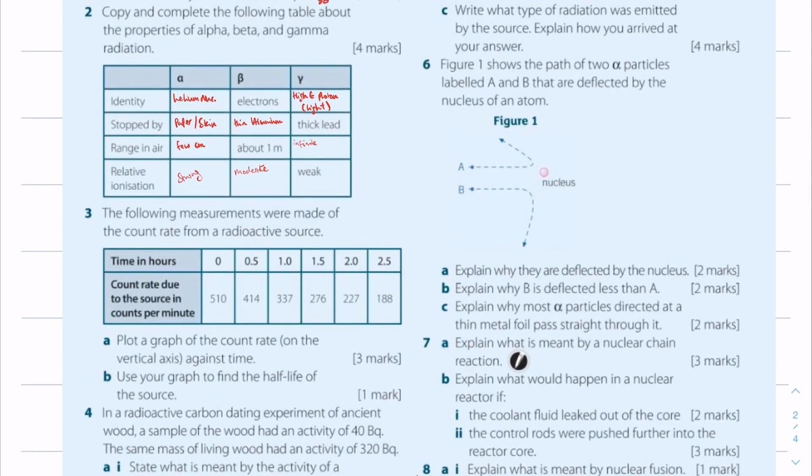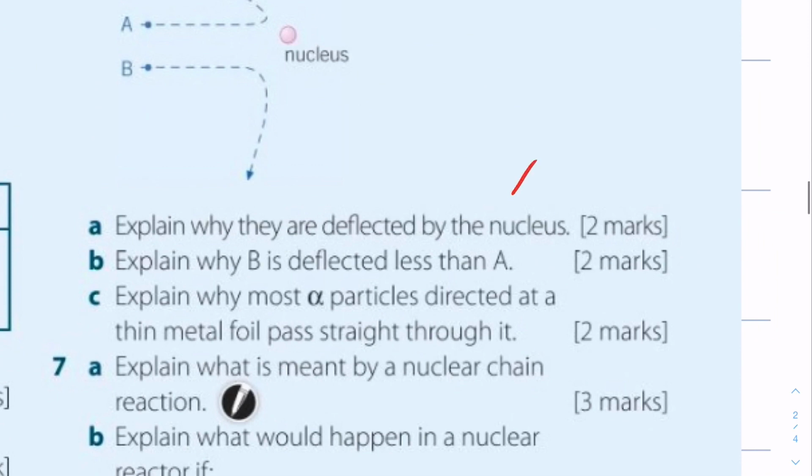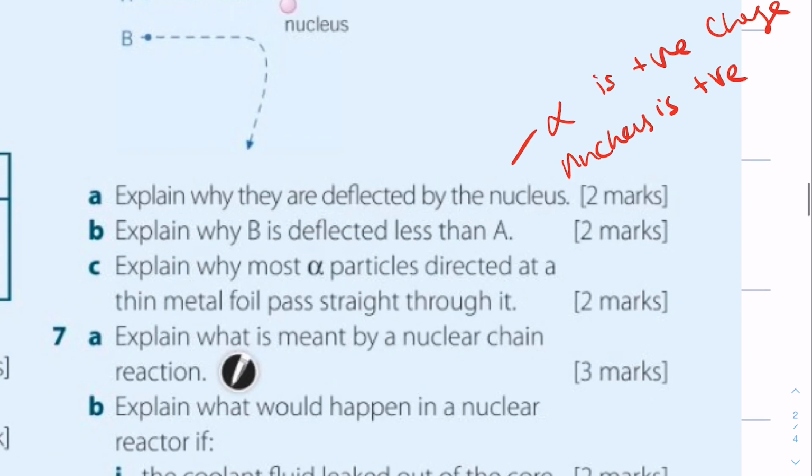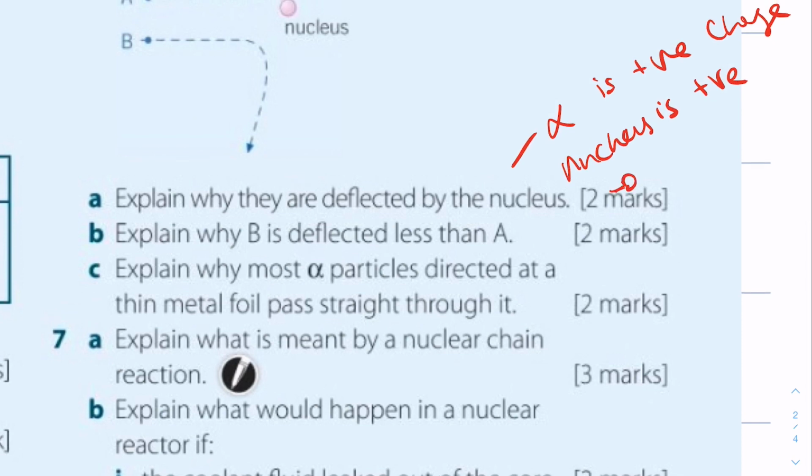So question 6 says, figure 1 shows the path of 2 alpha particles labelled A and B. They are deflected by the nucleus of an atom. Explain why they are deflected by the nucleus. Because alpha is positive charge, nucleus is positive charge. I'll just put nucleus is positive as well. We all know that it's charged. Therefore, like charges repel.